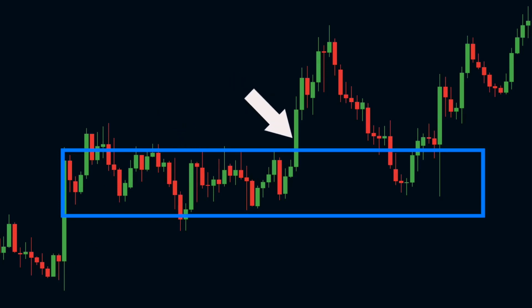Then the price breaks above the value area and it starts to trade higher. When this happens, the sellers who sold here start to lose a lot of money.